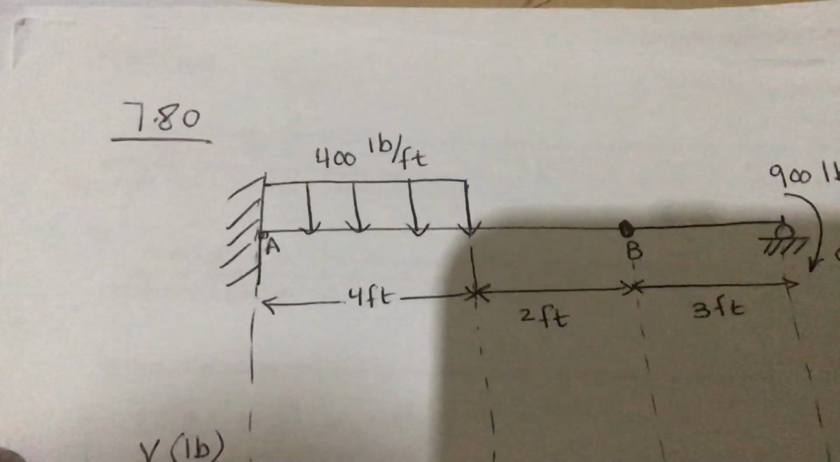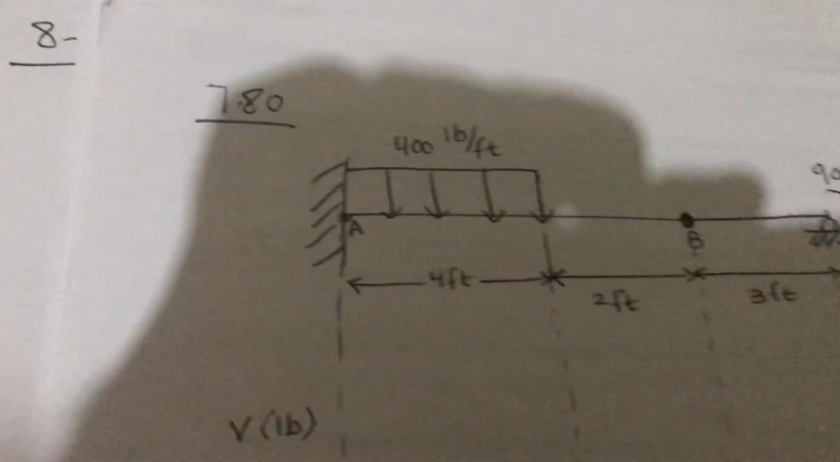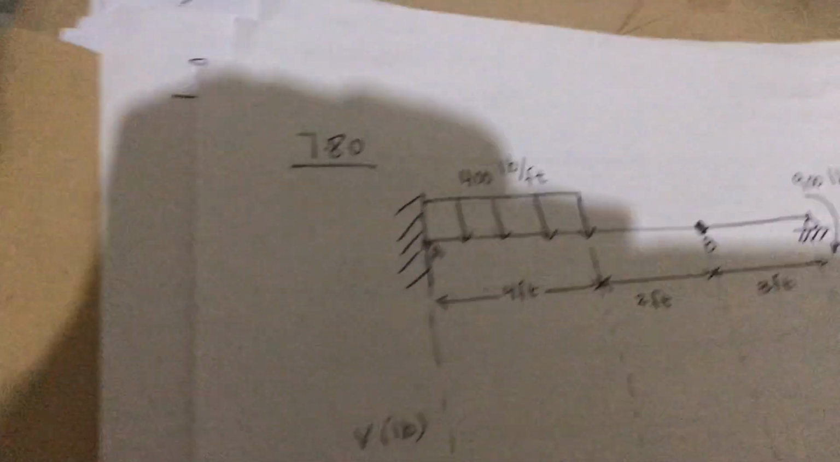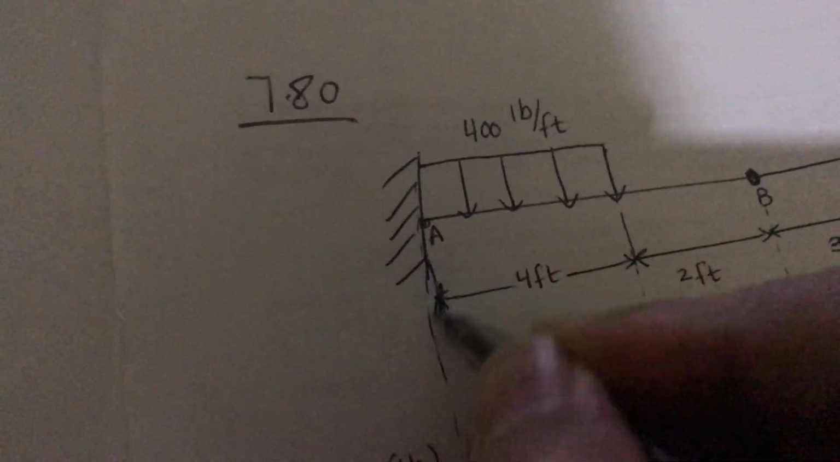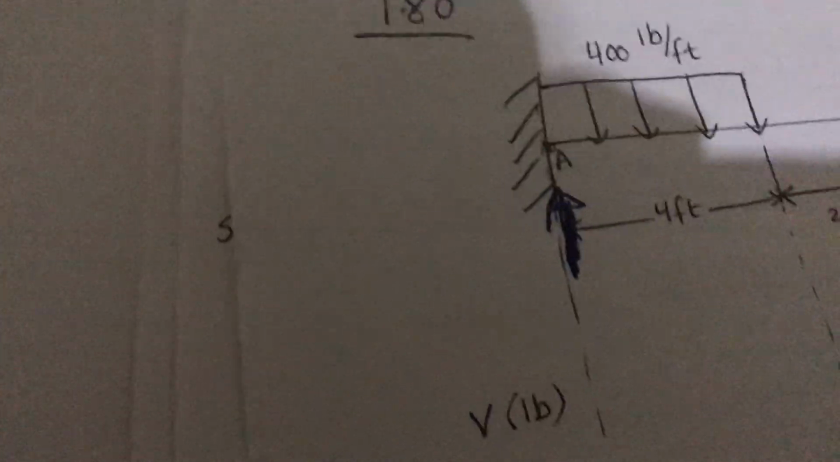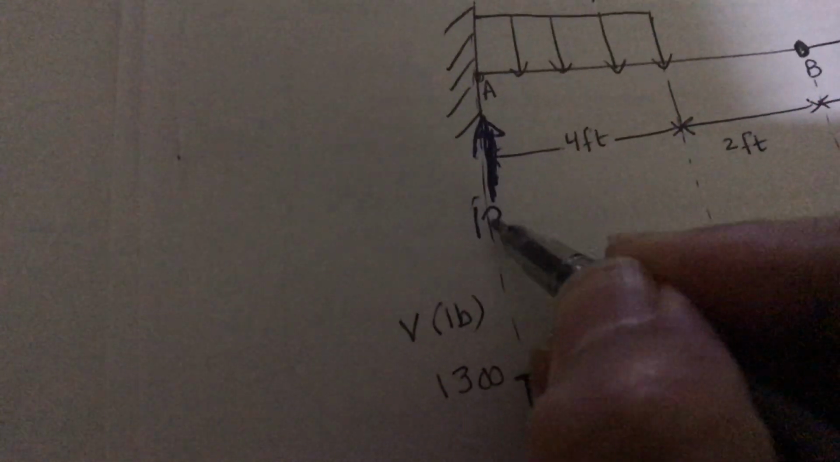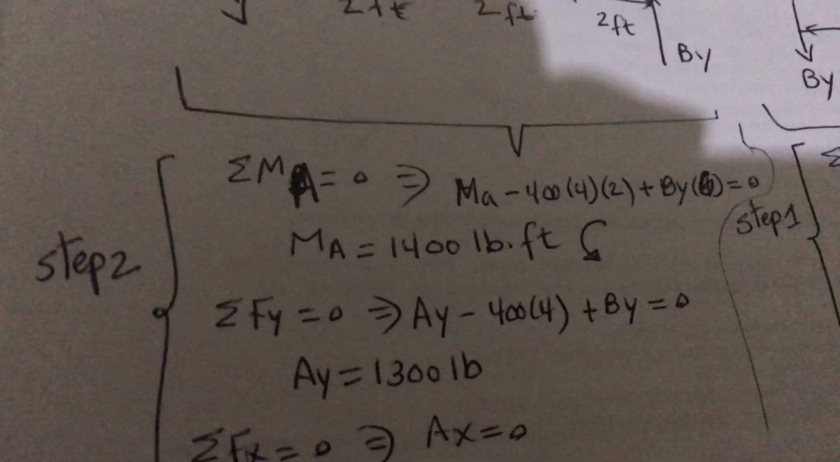Remember, there is a reaction here, ay, so we should put it. Let me see if I can bring this. Okay, so there's a reaction here. So ay is what? Ay is 1,300 pounds. So I'm gonna make ay 1,300 pounds. Of course, ax was 0. Ax was 0, and moment A is 1,400.